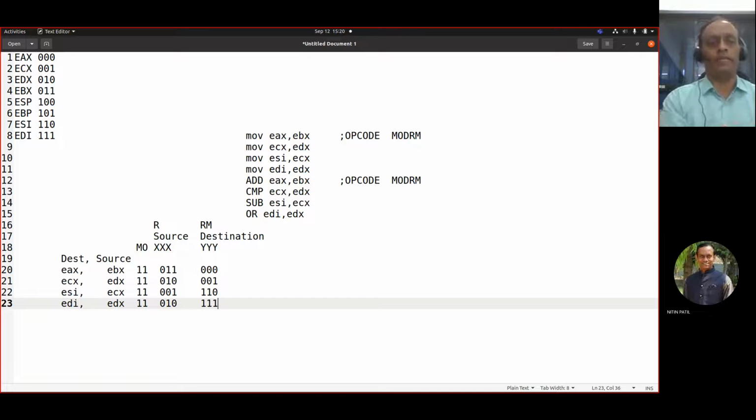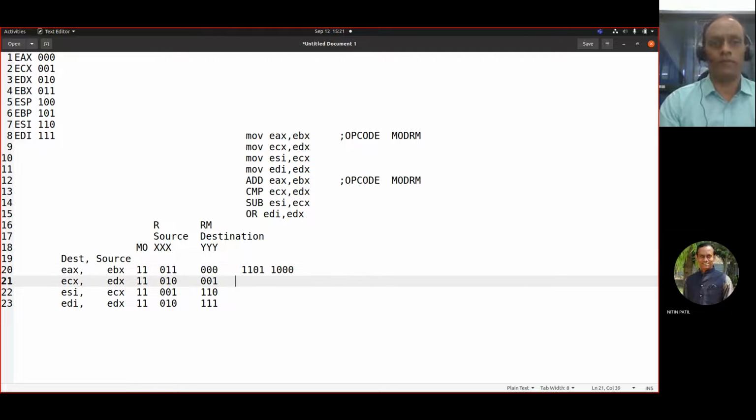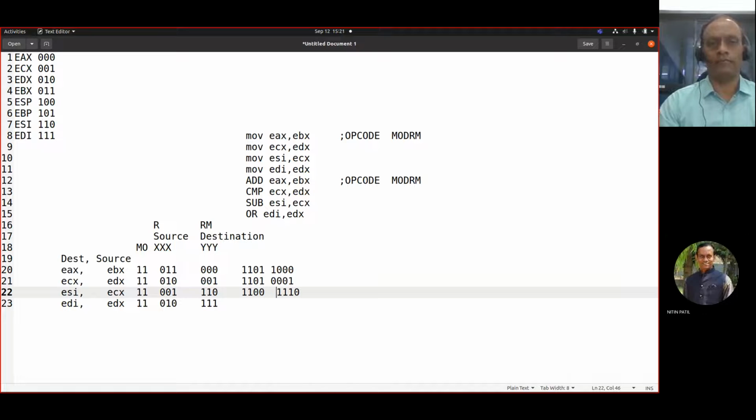Now we have a complete byte defined. So let us write that byte in terms of 2 different nibbles. I will combine and write it like this: 1 1 0 1 1 0 0 0. Let me divide this into 2 parts. Same thing I am going to do here: 1 1 0 1 0 0 0 1. Let me divide this again into 2 parts. Similarly for this instruction, 1 1 0 0 1 1 1 0. Let me divide this again into 2 parts.